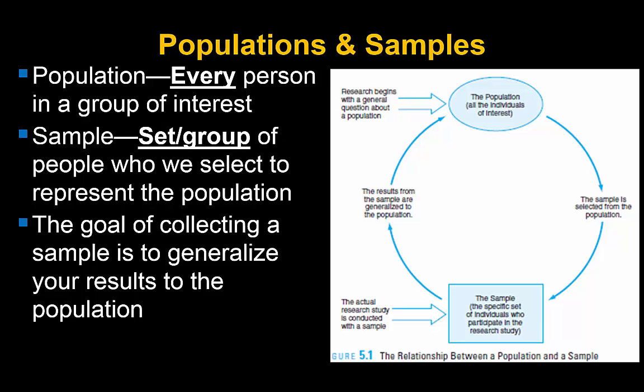Okay, so for example, if you were interested in studying individuals with Parkinson's disease, the population would be every single individual or person that has Parkinson's disease. If you were interested in the population of American prisoners, then that would be every prisoner in an American prison or correctional institution. Okay, so the population is everybody in a particular group of interest.